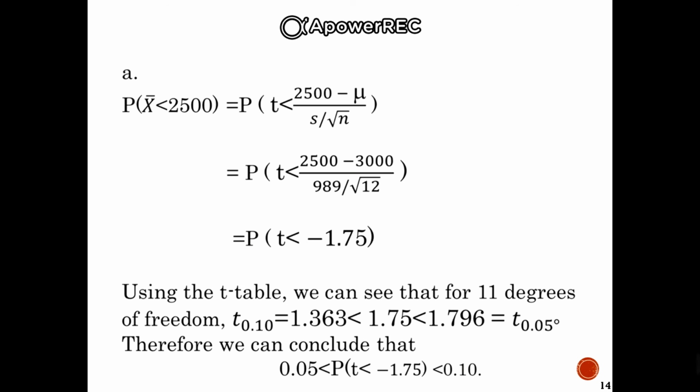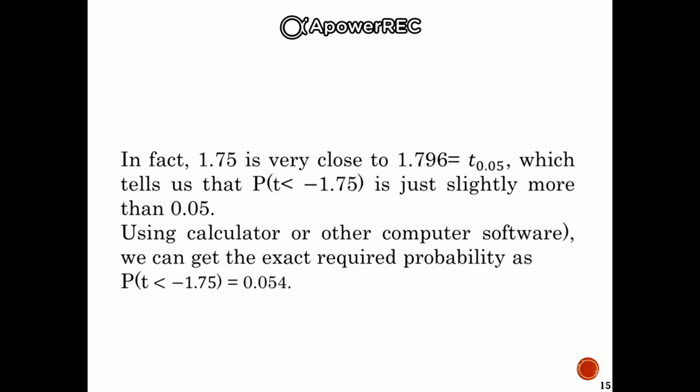Therefore, we can conclude that 0.05 is less than the probability of T less than negative 1.75, which is less than 0.10. In fact, 1.75 is very close to 1.796, which equals t sub 0.05, which tells us that P of T less than negative 1.75 is just slightly more than 0.05. Using a calculator or other computer software, we can get the exact required probability: P of T less than negative 1.75 is equal to 0.074.